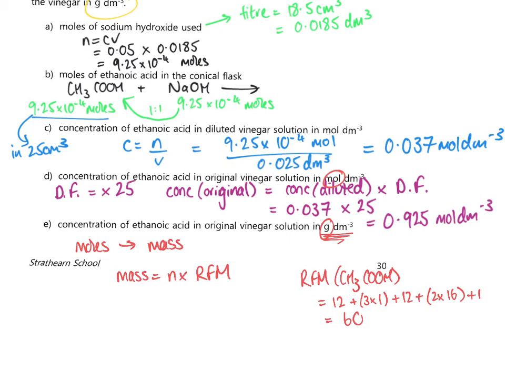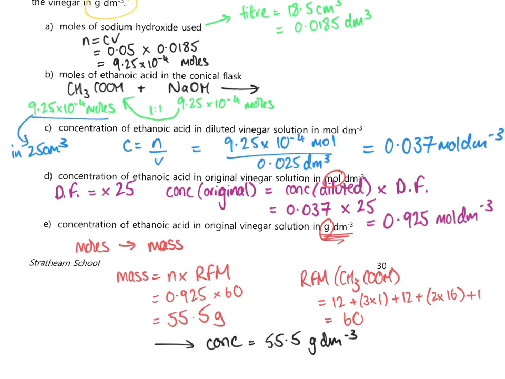So your final answer is going to be mass equals N times RFM, your number of moles is 0.925 from part D, and your RFM is 60. Because remember, we've got the same volume here, it's per decimeter cubed, so I can just use this equation, mass equals N times RFM. That should give you a mass of 55.5 grams, and so that means our concentration is 55.5 grams per decimeter cubed.